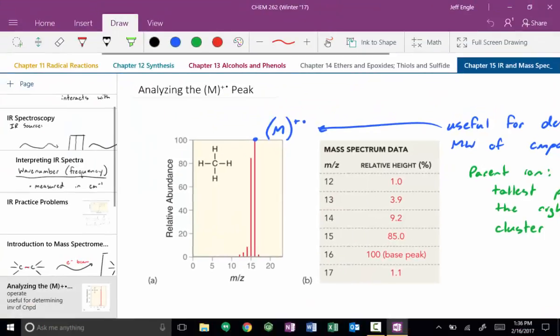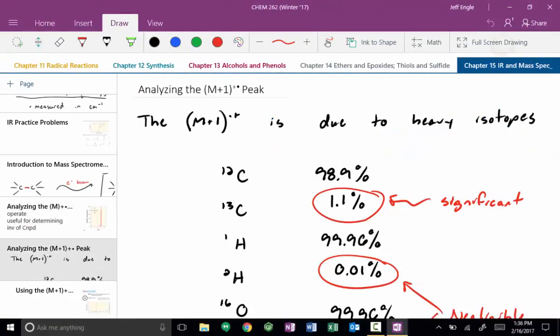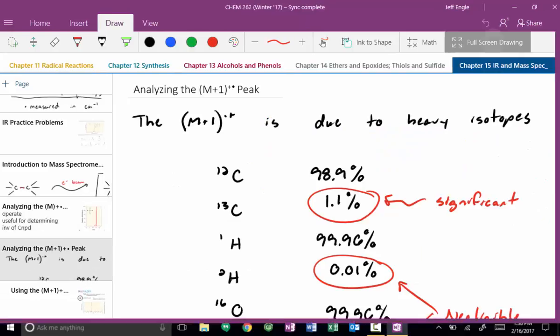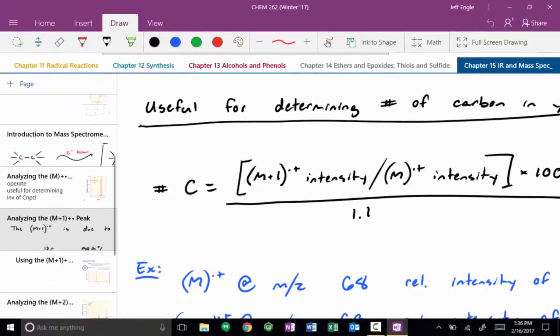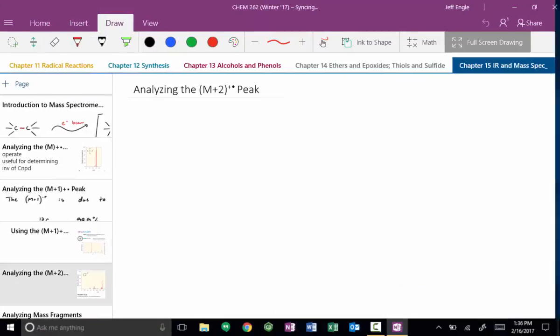And then we continued on and we said you can actually look at the mass plus one peak as well. And the mass plus one peak, the intensity of it compared to your parent ion tells you roughly how many carbons you have in your compound. That's really useful for helping you identify the molecular formula. And then we went through and did an example where we tried to deduce the molecular formula of an unknown compound. The next thing we're going to do is we're going to switch to the mass plus 2 peak.